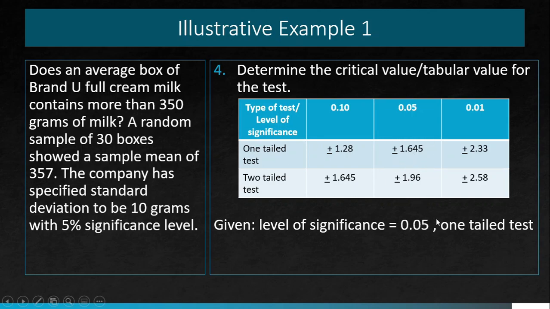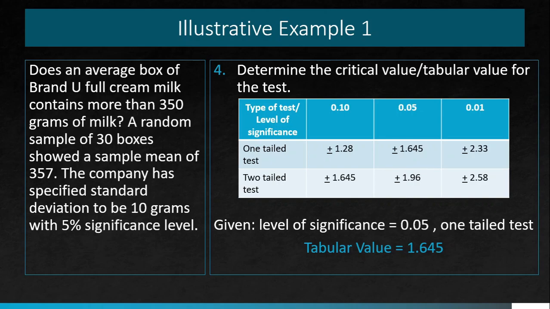That's where your type of test would come in. We have stated that our alternative hypothesis is a directional hypothesis. Therefore, we'll be using a one-tailed test. So at a significance level of 5% and using a one-tailed test, our tabular value will now be 1.645.